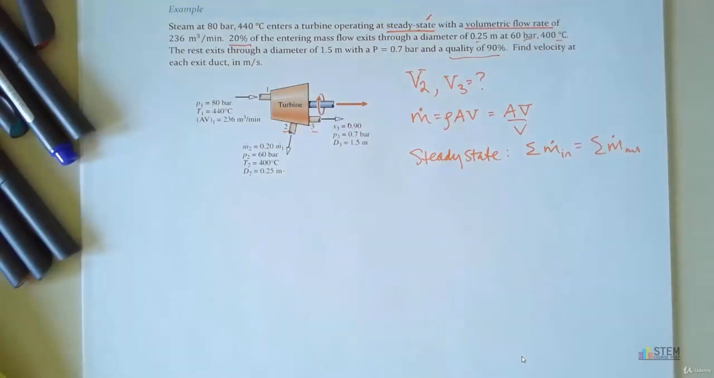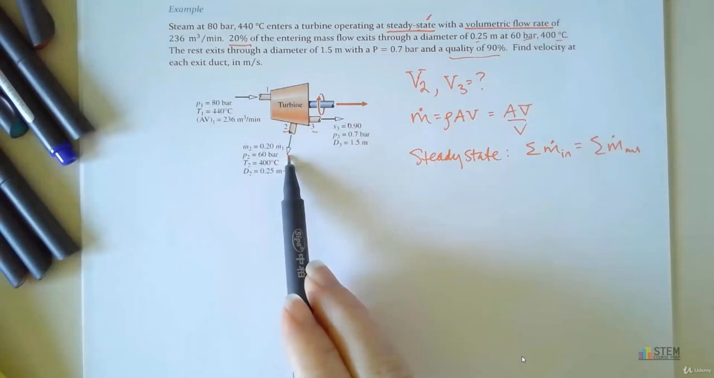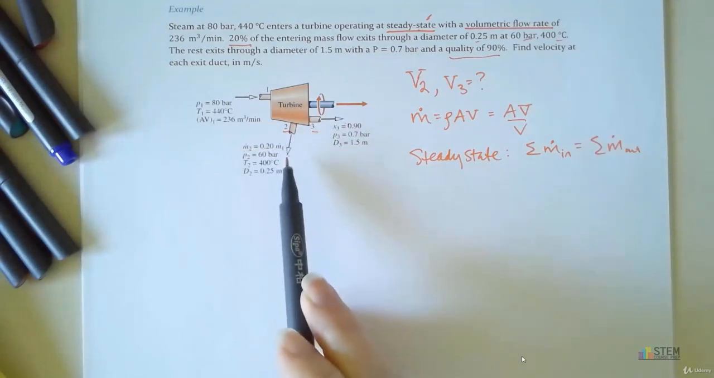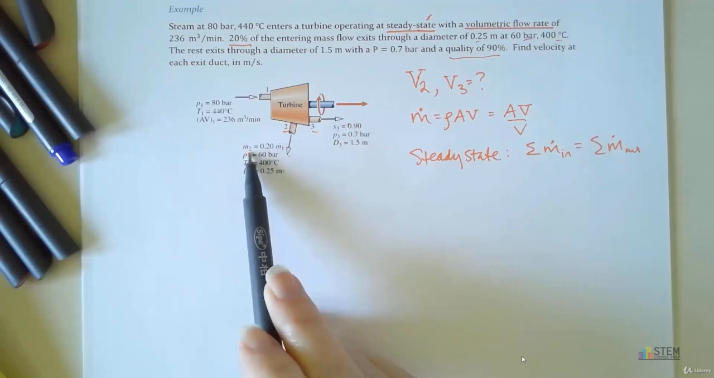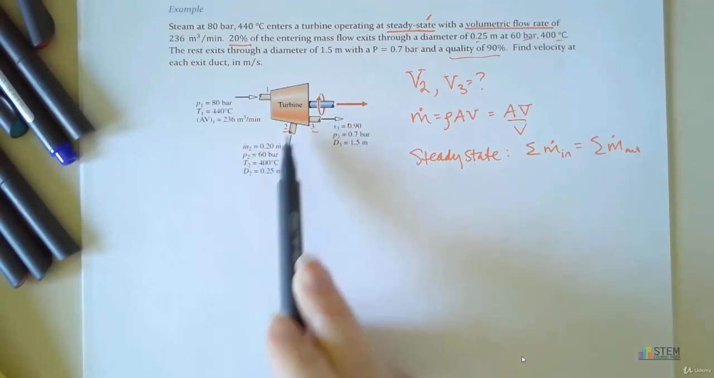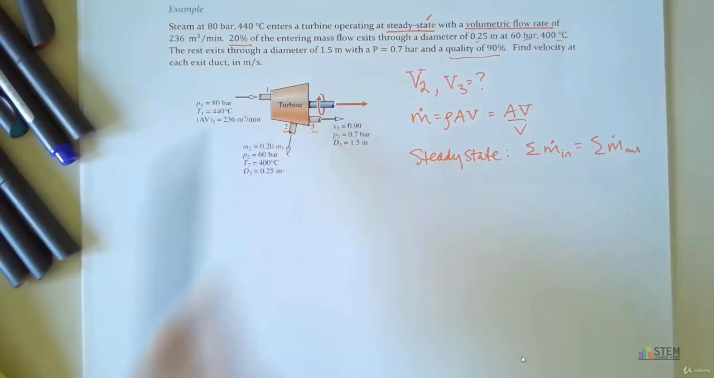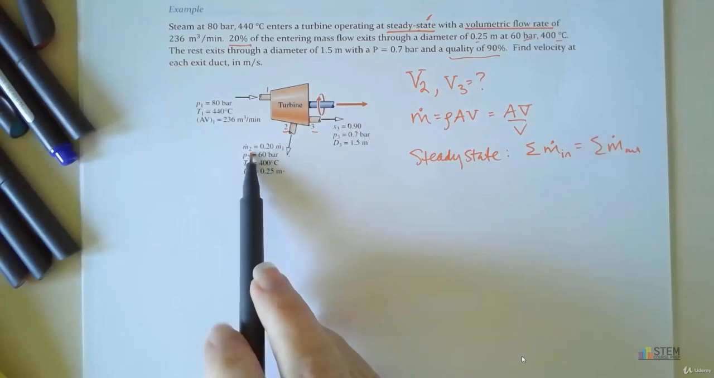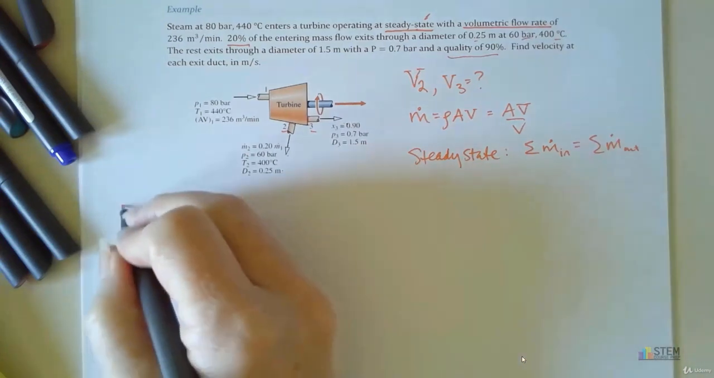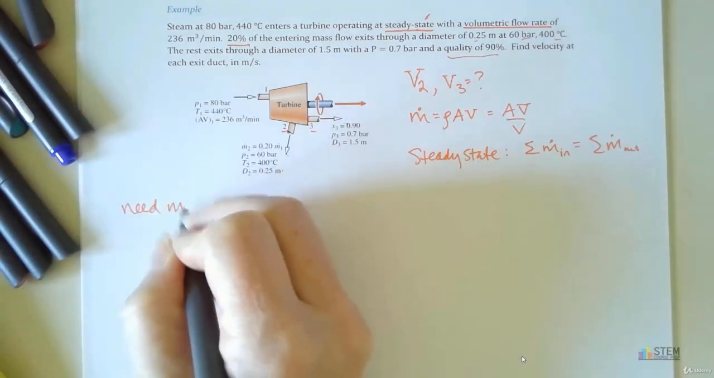Now first, in order to figure out the velocity here, I need to know how much flow is coming out of this exit. And I know M2 dot is 0.2 times M1 dot, so it's 20% of your inlet mass flow. So if I can find M1 dot, then I can find this mass flow rate that's coming out here at exit 2. Let's do that first. So we need M1 dot.